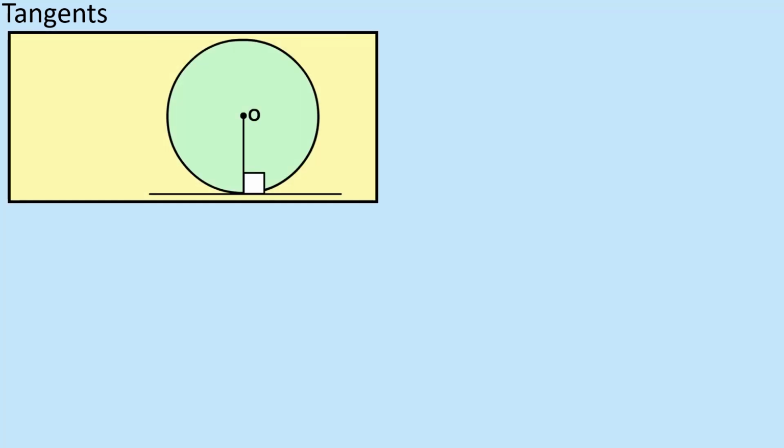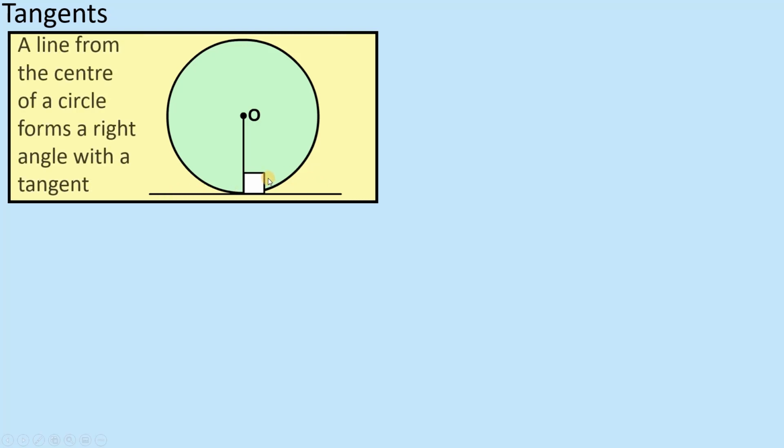Well, tangents, if you've looked at the circle lesson, then a tangent is a line that just touches a circle at the edge. Looks a little bit like that. But the rule to this one is that a tangent forms a right angle with a radius. So this is a radius which touches the same point as the tangent, and it forms a right angle. So the line from the center of a circle forms a right angle with a tangent.